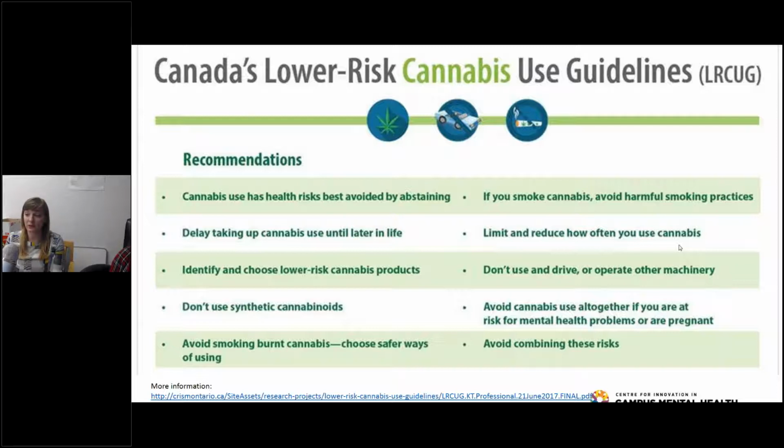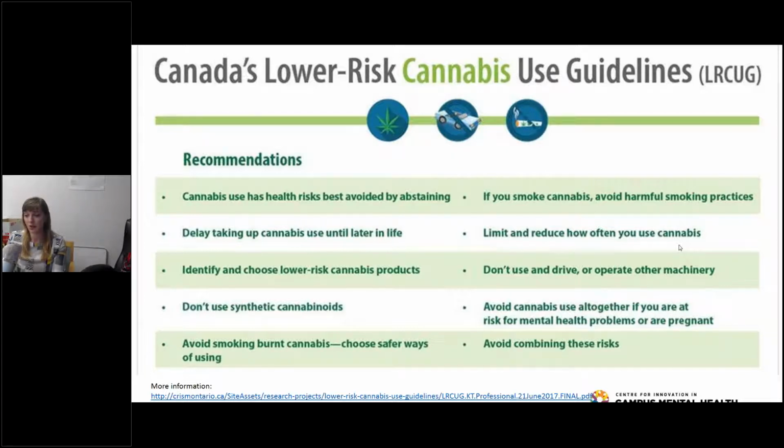If you smoke cannabis, avoid harmful smoking practices such as deep inhalation or consuming cannabis with tobacco products. Limit and reduce how often you use cannabis. Don't use and drive or operate other machinery. Driving under the influence of substances, including cannabis, contributes to fatal road crashes. And we provide further information about this within the guide as well.